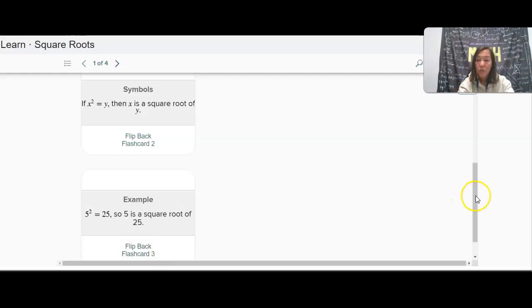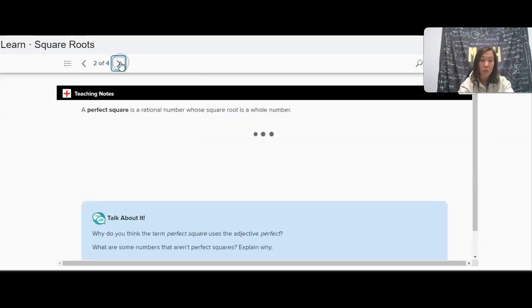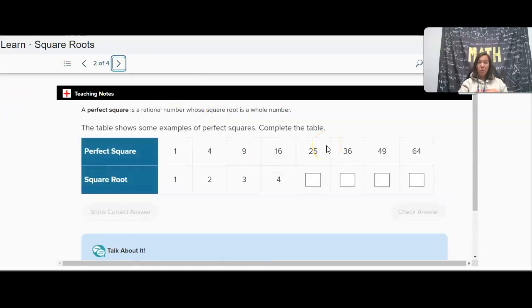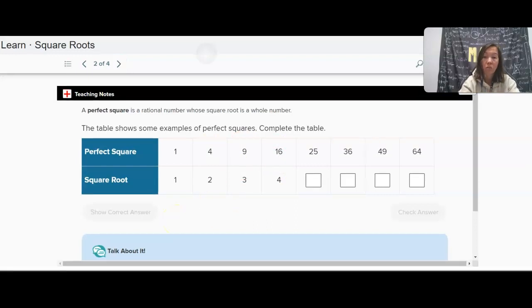Now, a perfect square, and this will be important for you to know your perfect squares, is a rational number. Yesterday we talked about rational numbers. So rational means it can be written as a fraction, a over b. But any rational number whose square root is a whole number, so not a decimal or anything like that, is called a perfect square. Okay? So for instance, 1 squared is 1. 2 squared is 4. 3 squared is 9. 4 squared is 16. All of these numbers on top are perfect squares.